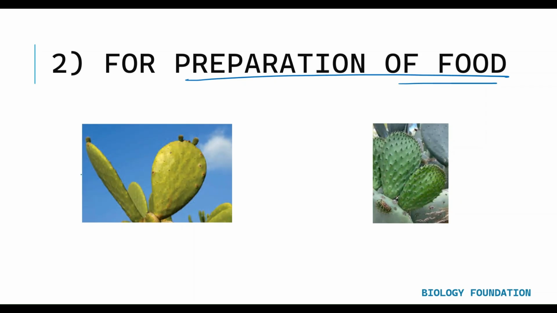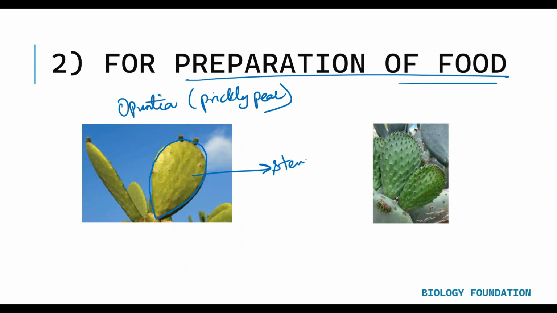Okay, in some plants like your desert plants like opuntia, it is commonly known as prickly pear. Now you can see a structure like this, right? You might think this is a leaf. No, basically this is the modified stem. Here the stem is very thick and it is green in color. The stem itself performs photosynthesis.